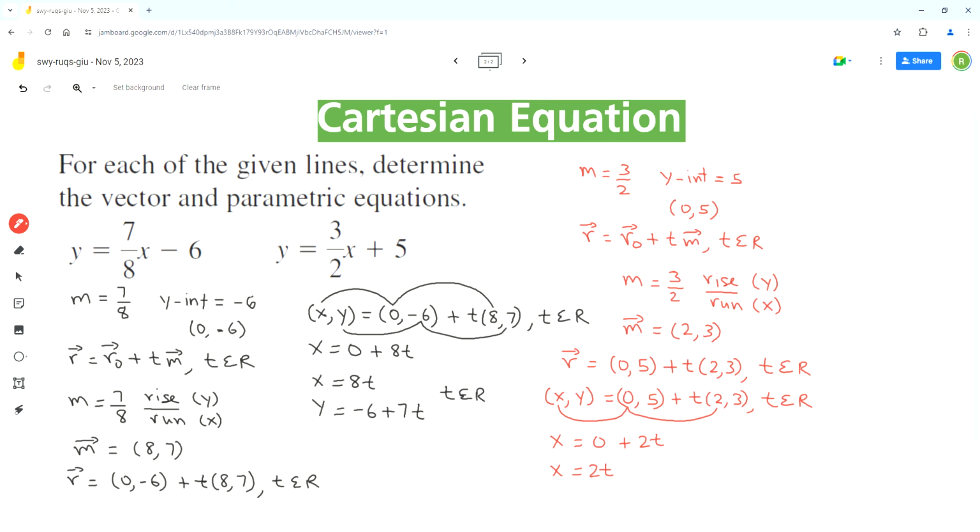Now we can write the y equation using the y components. And we can multiply the y component 3 by t. So this is the y equation. So these are the parametric equations for the second given line. So these are the steps you have to keep in mind to solve a problem like this one.